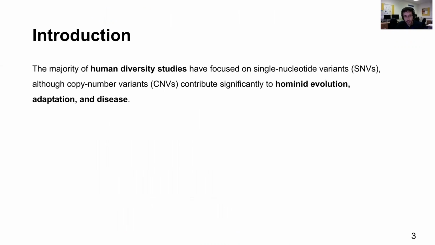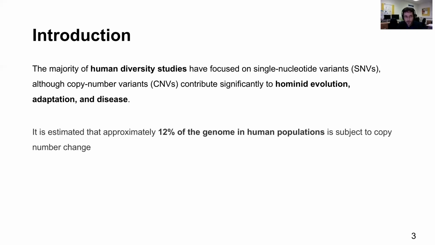So a little bit of introduction about CNVs. The majority of human diversity studies normally focus on single nucleotide variants, but it's important to take into account that copy number variants, or CNVs, have contributed significantly to hominid evolution, adaptation, and many diseases. It's estimated that around 12%, maybe 50% of the human genome is subject to copy number variation when we compare different individuals in different populations.